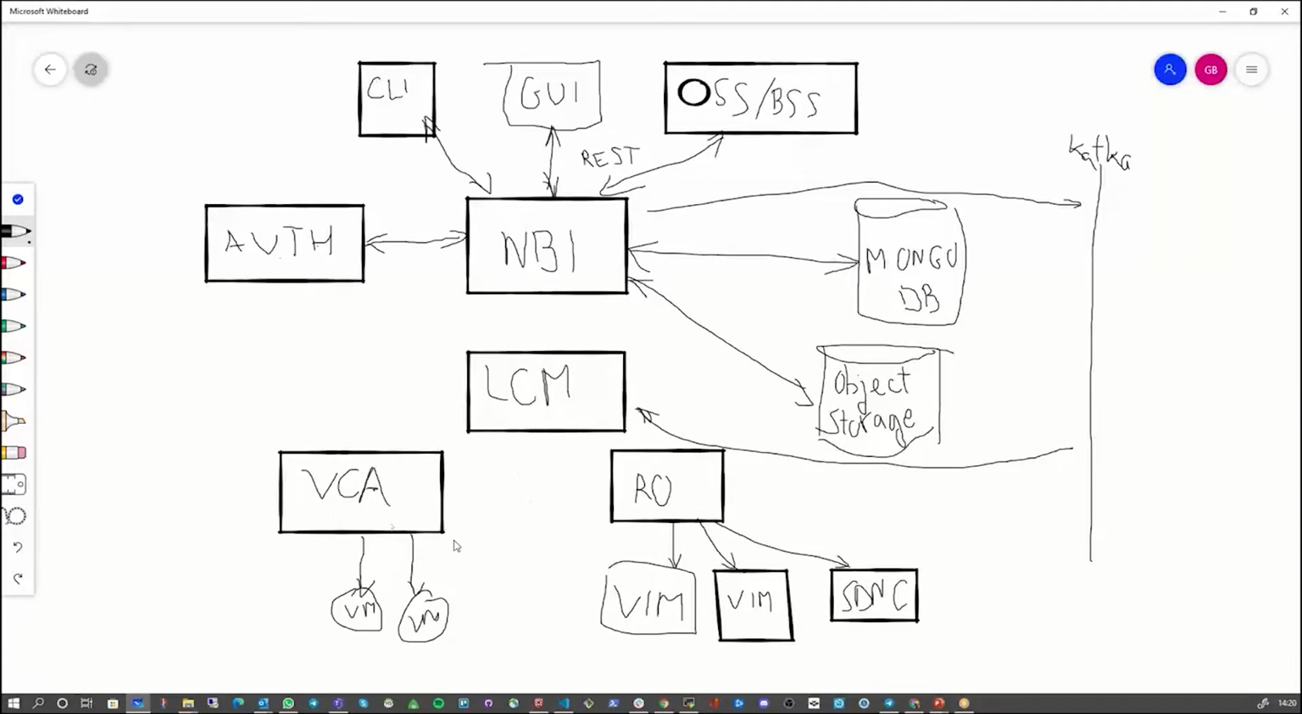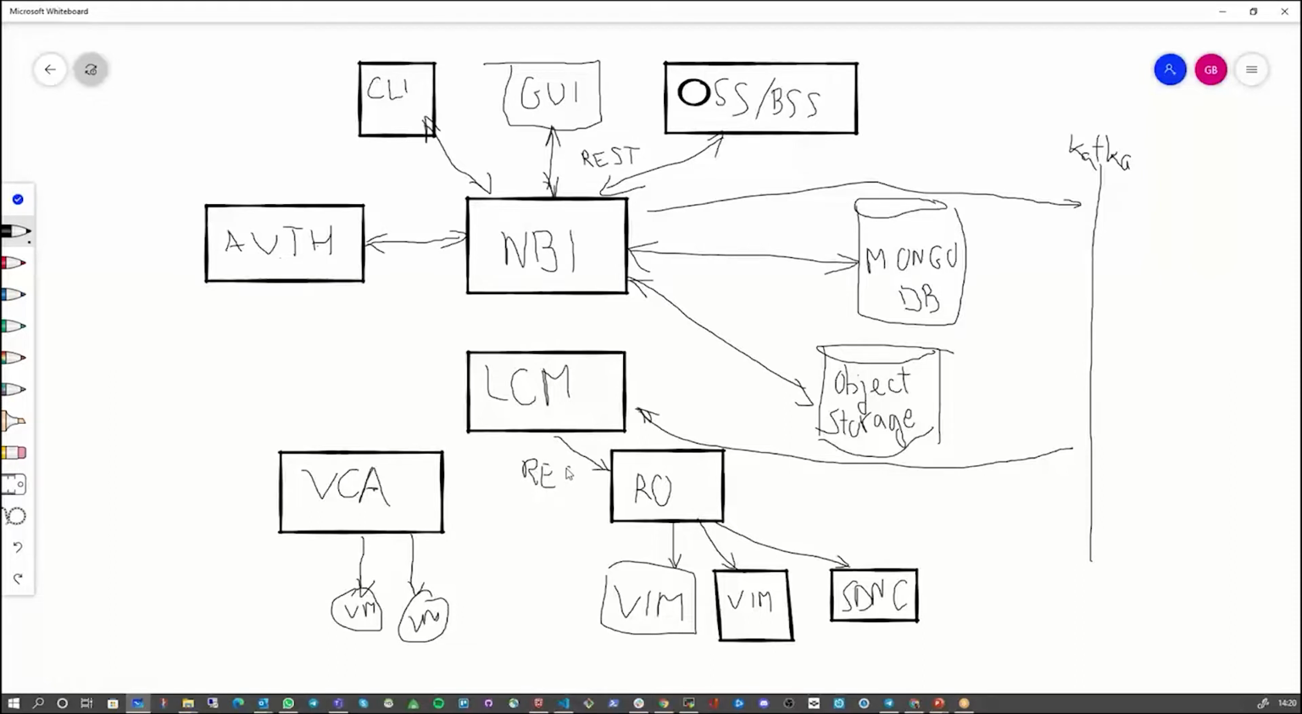Then LCM interacts with RO and VCA. How does LCM interact with them? In principle, one could think Kafka, and that's the idea. We are working on that. But for the moment, we are still relying on some interfaces that we had from the past. So right now, we are using an interaction between LCM and RO based on a REST API.